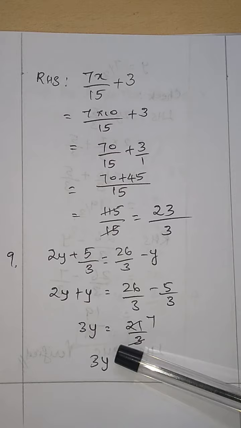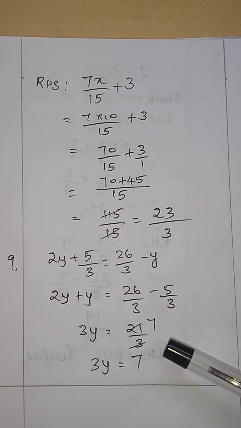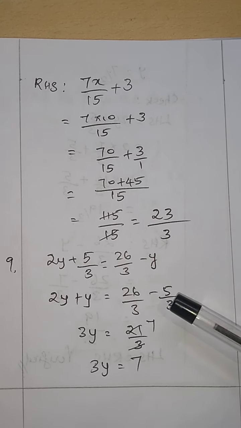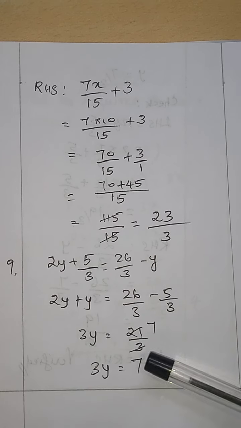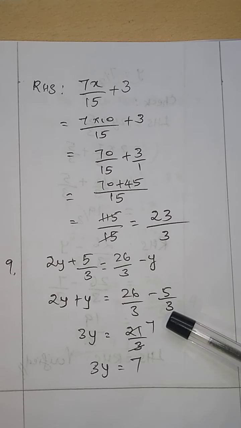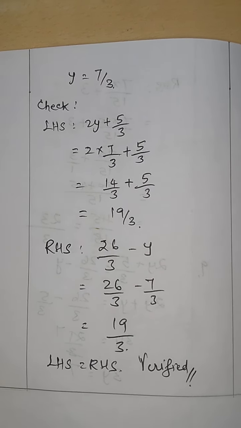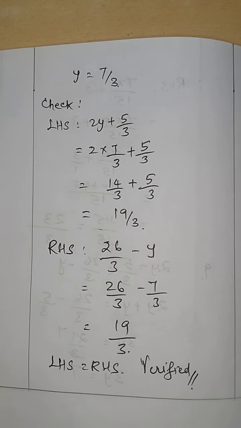So add it up, 3y is equal to, we have the same denominator, so 26 minus 5 gives me 21 by 3. So 3y is 21 by 3. So we can reduce this, 3 and 7, 21, so it becomes 7. So 3y becomes 7. So our y becomes 7 by 3. Now we go for our checking part.